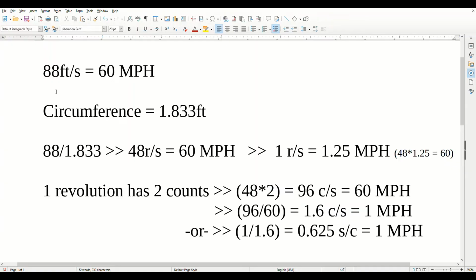So the first thing we're going to talk about is how the math works. 88 feet per second is equal to 60 miles an hour. Well, I measured the radius from the center of the cup to the rotational pivot, and that comes out to 1.833 feet of circumference.